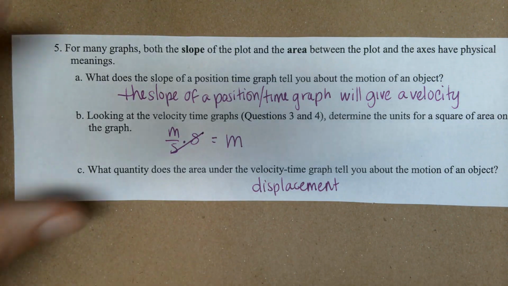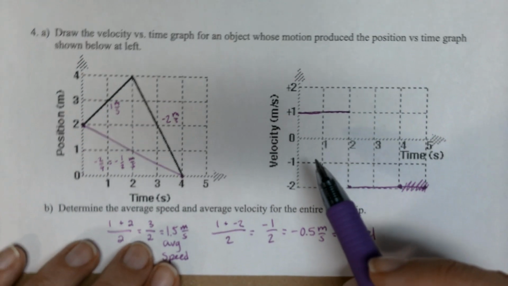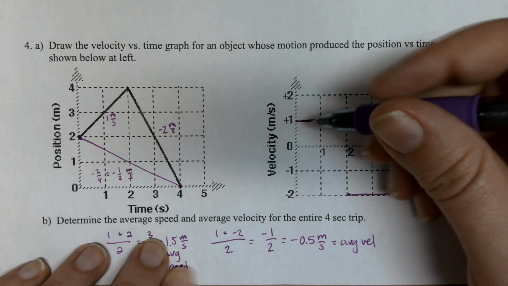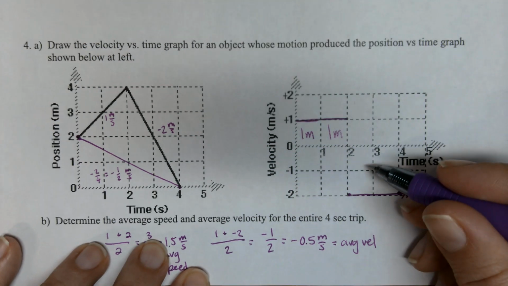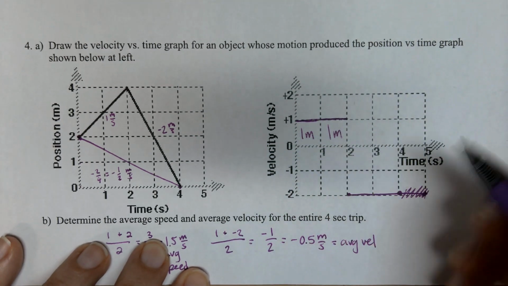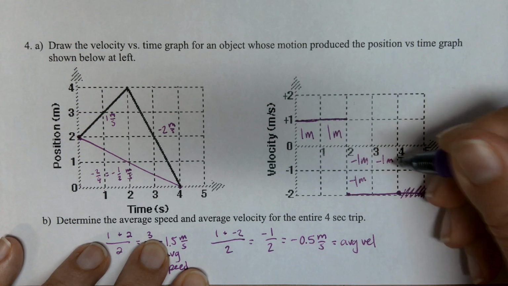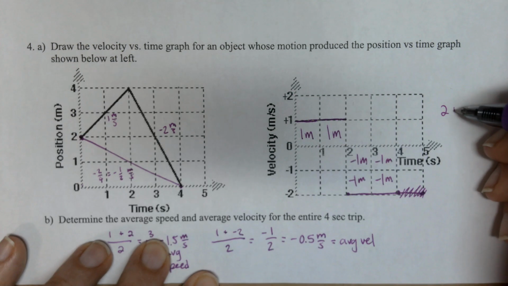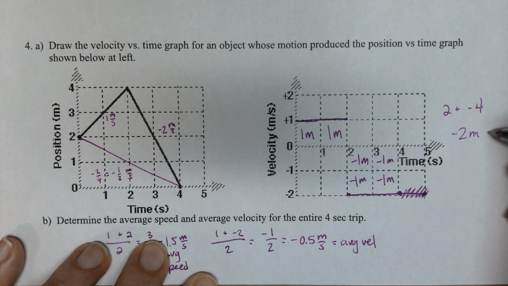I want to go back to this question and find the displacement by using this technique where we use the boxes. So this is 1 meter in this box, 1 meter. Now because these boxes are under the x-axis, this is negative 1 meter, negative 1 meter, negative 1 meter, negative 1 meter. So this is 2 plus negative 4, or negative 2 meters is the displacement.